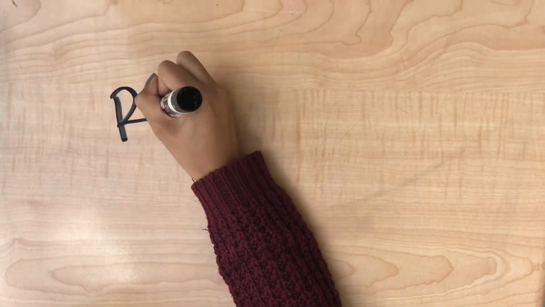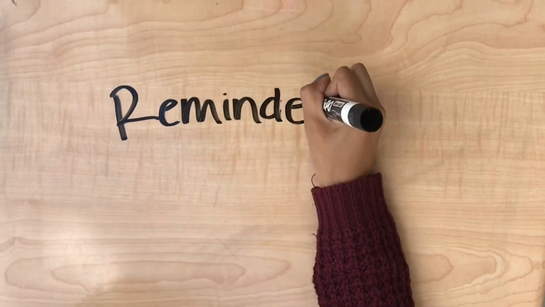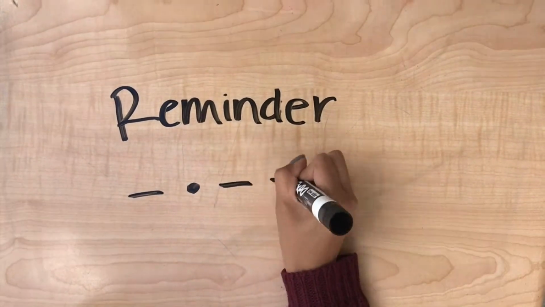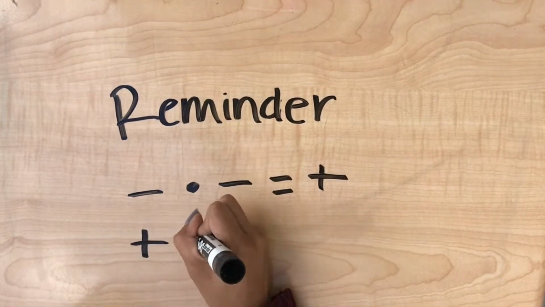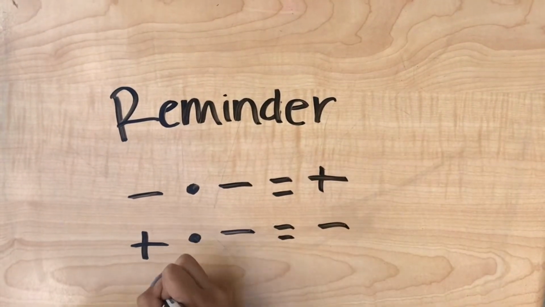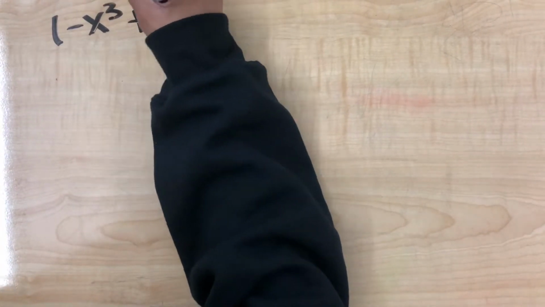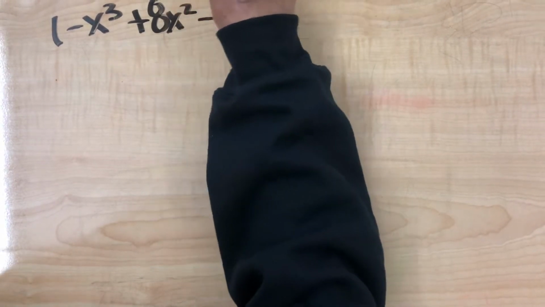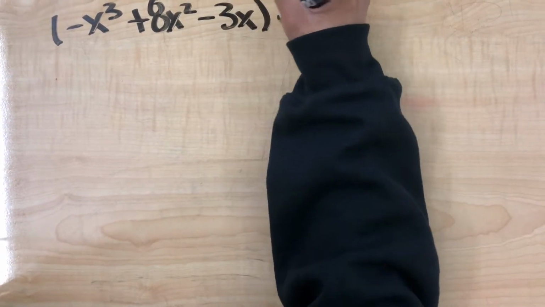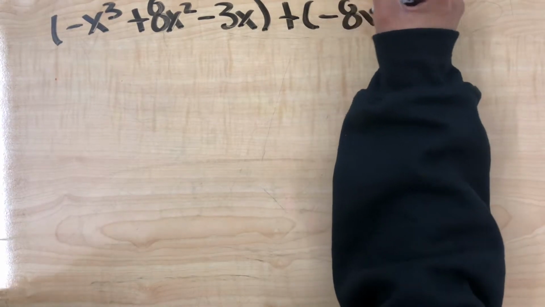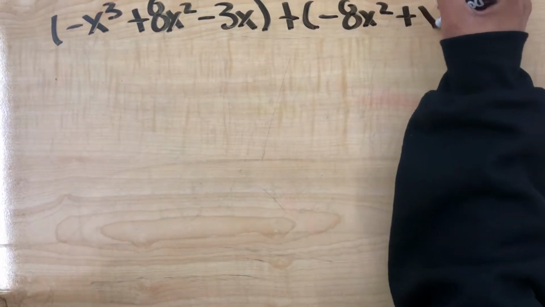Okay, so let's start off with a quick reminder that when you multiply a negative times a negative, you get a positive, a positive times a negative, you get a negative, and a positive times a positive, you get a positive. So we have our first example of adding polynomials. The equation is negative x cubed plus 8x squared minus 3x plus negative 8x squared plus x plus 3.